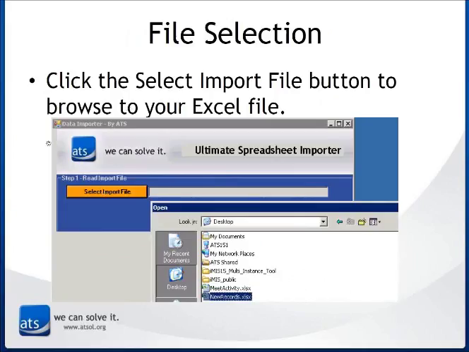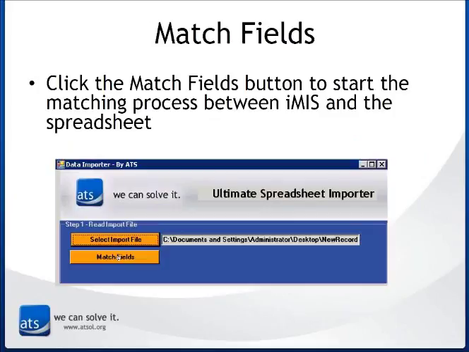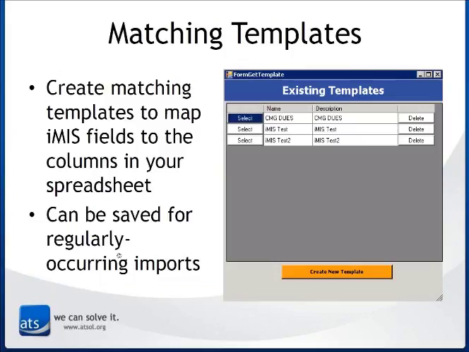Then when you get to the portion where you have your spreadsheet, you want to select the import file, grab the spreadsheet that you've created, and once you grab that piece, you want to click on this Match Fields button. It'll sync the spreadsheet with the importer, and then it'll ask you to create a matching template so you can map the iMIS fields to the columns in your spreadsheet.